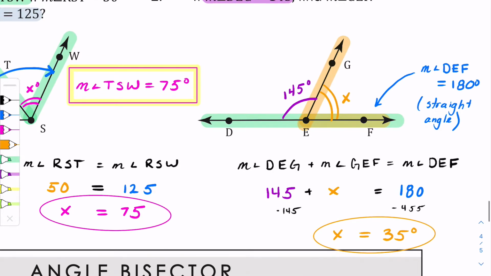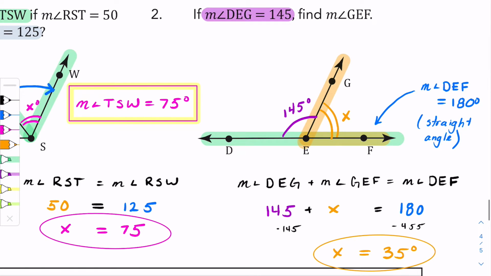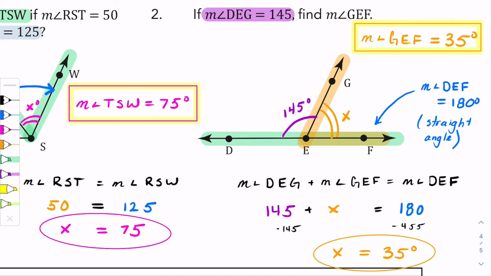And once again, knowing that X is 35 degrees is the answer, but the original question asked us for the measure of GEF, so I'm just going to write it out as the measure of GEF using the correct notation. That's equal to 35 degrees, and that's my final answer. So you add up the smaller segments and you set it equal to the larger segment. You solve for whichever segment is missing.